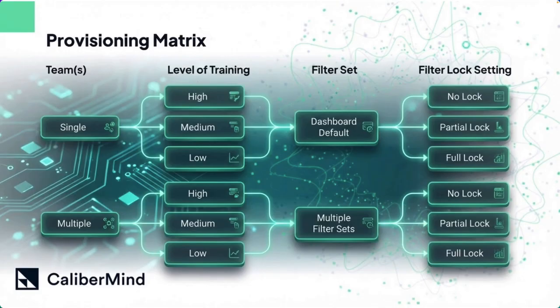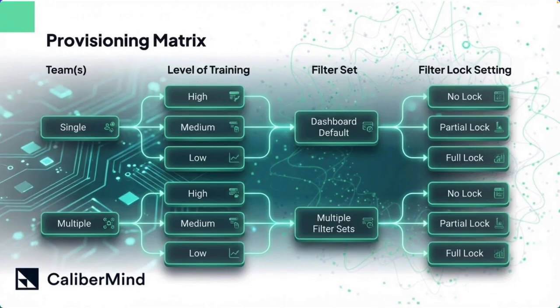And the reason for this is that with no lock, you're basically opening up all of the filters that are currently available within the dashboards. Users can change them, users can add them, they can do whatever they want. With a partial lock, you're now restricted to only using filter sets that are associated with this dashboard. And you can change values within filters that are applied, but you can't add new filters. With a full lock, you can't change anything aside from the date range and the date aggregation.